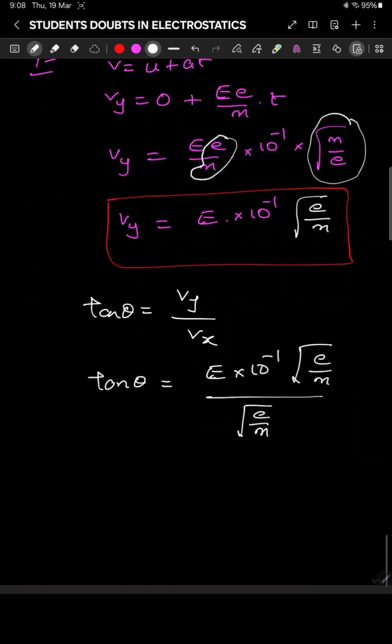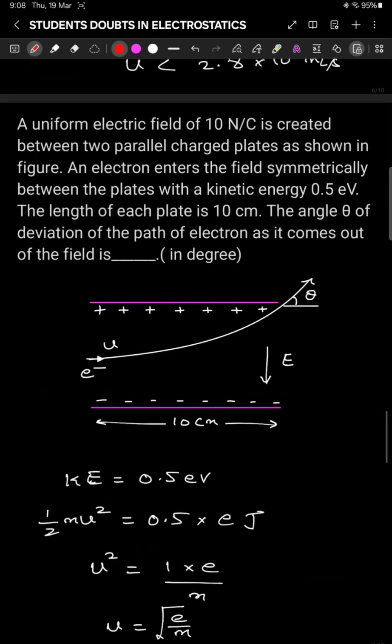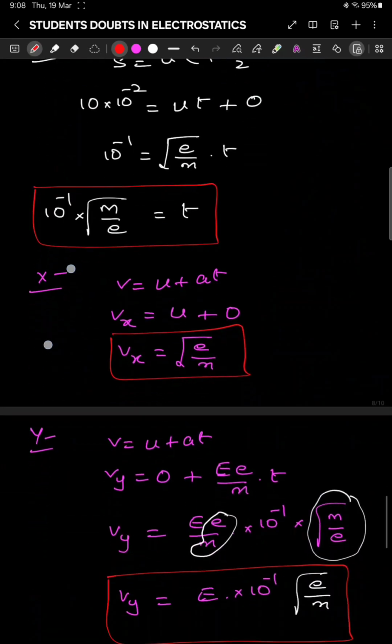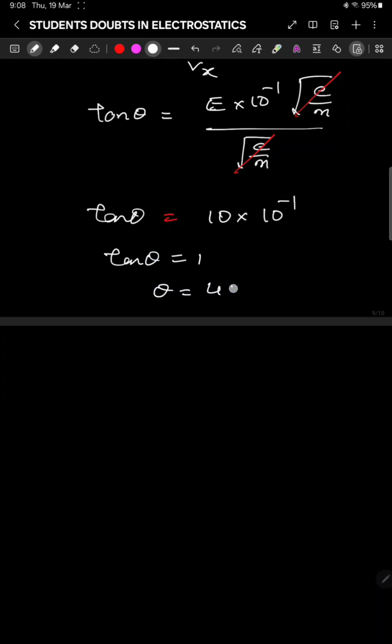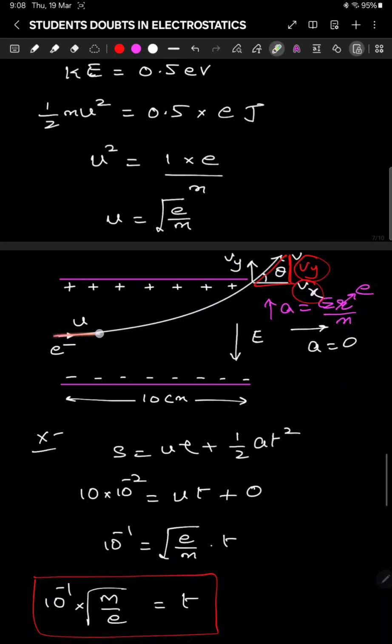So here we can see root e by m gets cancelled. E value is 10 Newton per Coulomb. So the magnitude of the electric field, 10 into 10 power minus 1, equals tan theta. So tan theta becomes 1. That means theta becomes 45 degrees. This electron is deviated by an angle of 45 degrees.